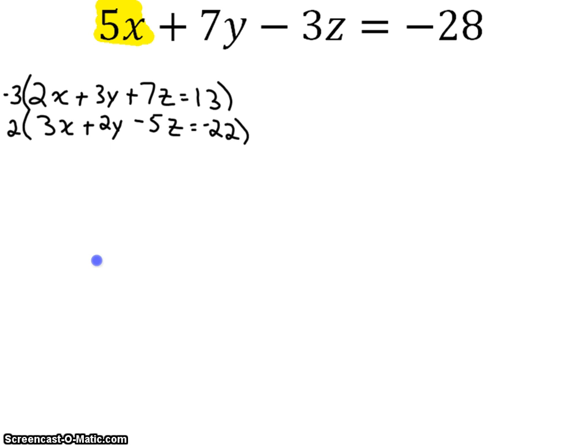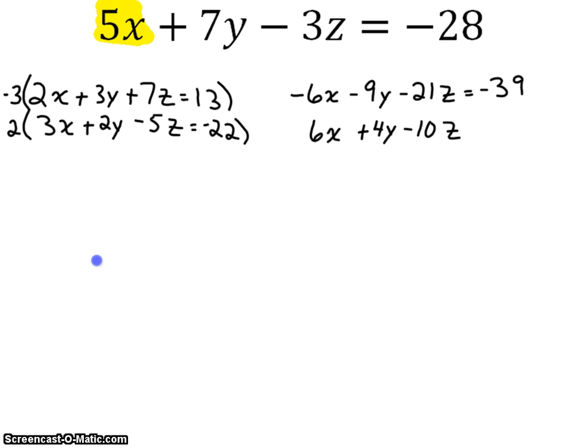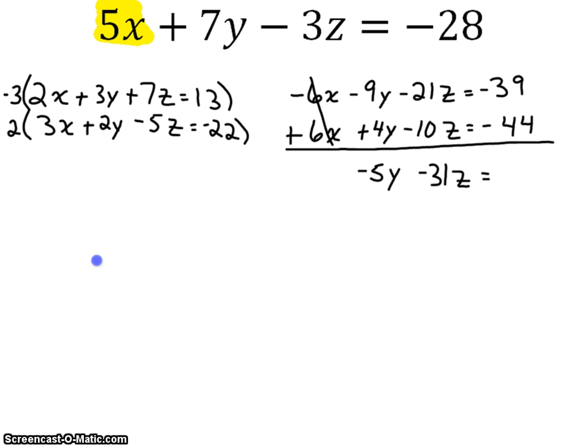So as a result of doing that, I get -6x minus 9y minus 21z equals -39. I distributed the -3 to each term. Now distributing the 2 to each term, 6x plus 4y minus 10z equals -44. Now we add these two equations together. The x terms eliminate. Adding the y column, we get -5y. Adding the z column, we get -31z. And adding the constant column, we get -83.